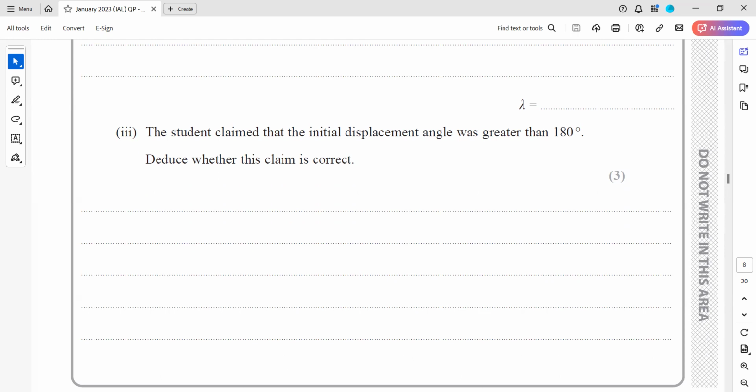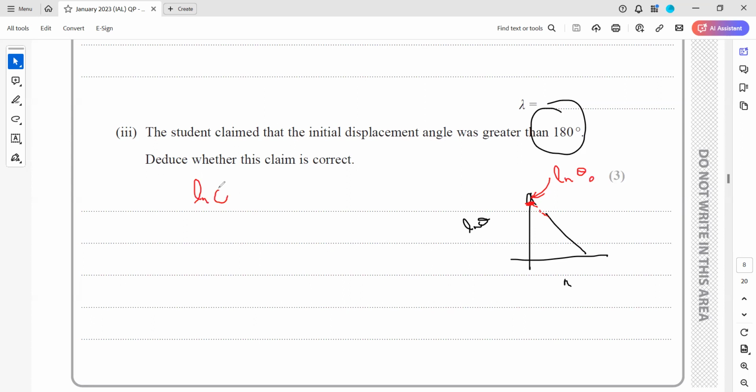After plotting a graph between ln theta and n, the shape of the graph is this. The student claimed that the original angle is greater than 180. So you have to extend your graph and find the y-intercept. That y-intercept will give us ln theta naught.